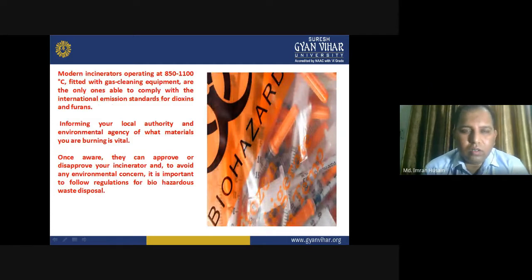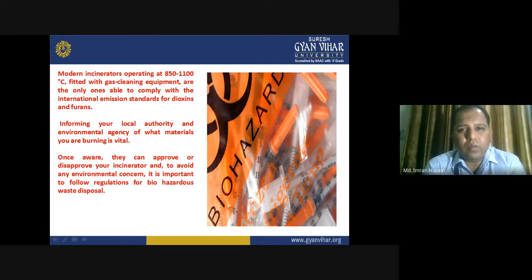So, modern incinerators operate at 850 to 1100 degrees centigrade. This is a very high temperature when they operate. They are almost like a furnace. Fitted with gas cleaning equipment, they are the only ones able to comply with the international emission standards for dioxins and furans.